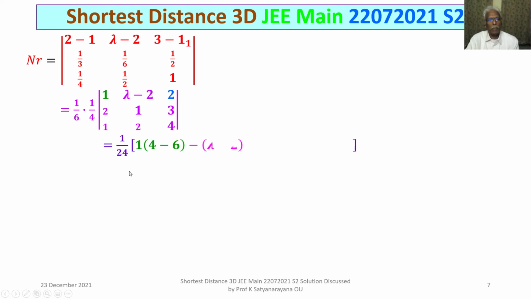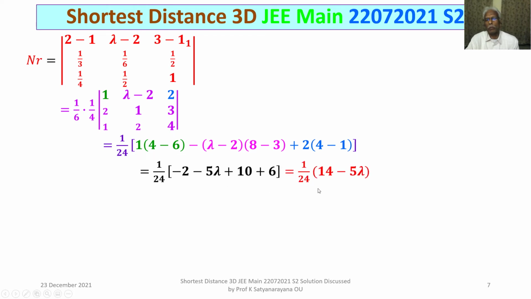Now, expanding, that is equal to 1 by 24, we expand the determinant by the first row. We get 1 into (4 minus 6) minus (lambda minus 2) into (2 fours are 8 minus 3) plus 2 times (2 twos are 4 minus 1). So, simplifying, 1 by 24 multiplied by (14 minus 5 lambda). That is the numerator.